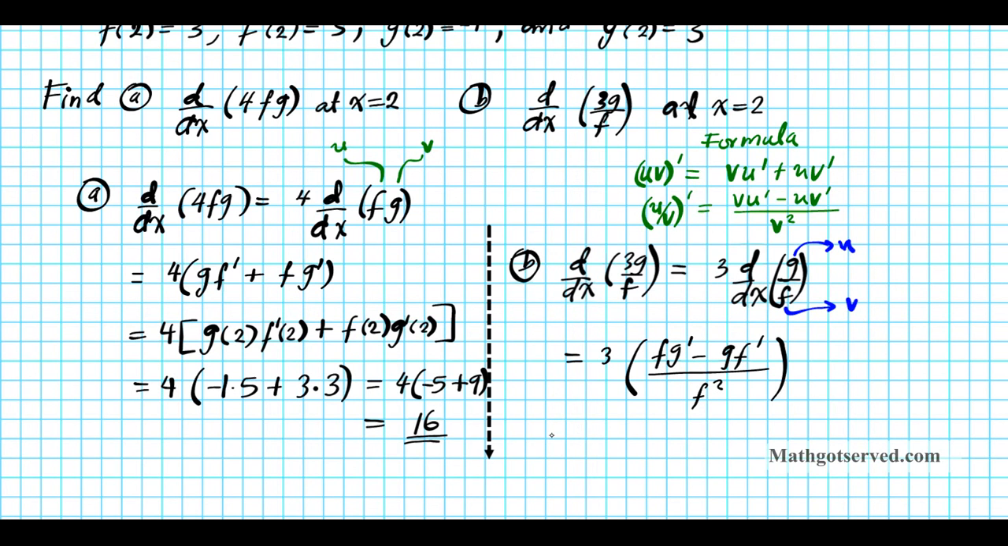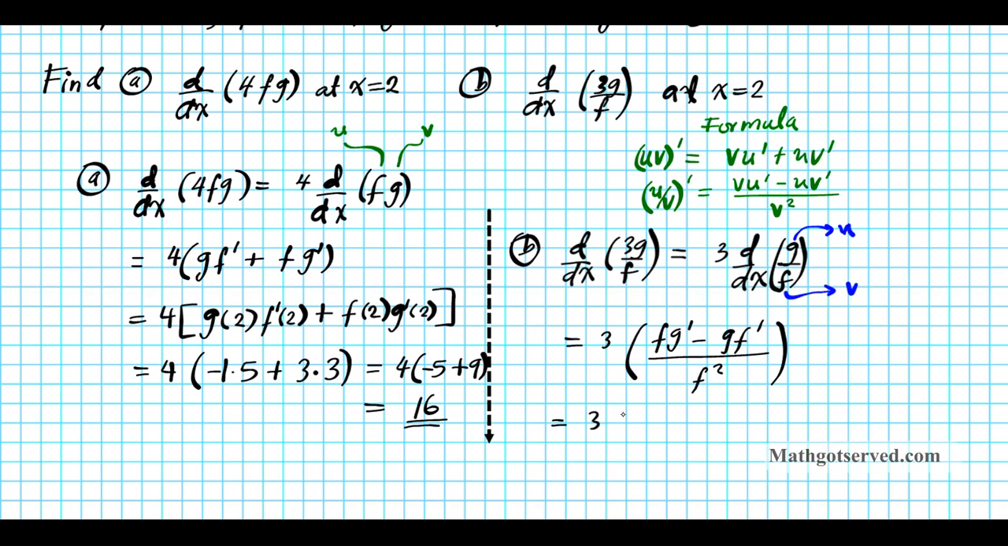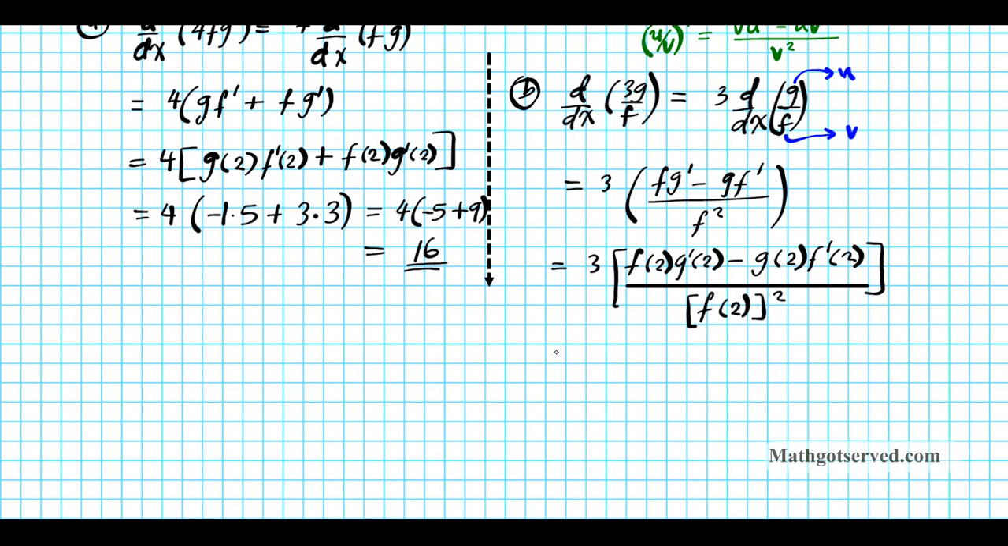Okay, so if we evaluate this derivative at a point, namely at x equals 2, we're going to have 3 times f of 2 times g prime of 2 minus g of 2 times f prime of 2. This entire thing divided by v squared, and we know what v is, f, so it's going to be divided by f of 2 squared. Alright, now we're going to use the chart above to find the values of each function and their derivatives at x equals 2.